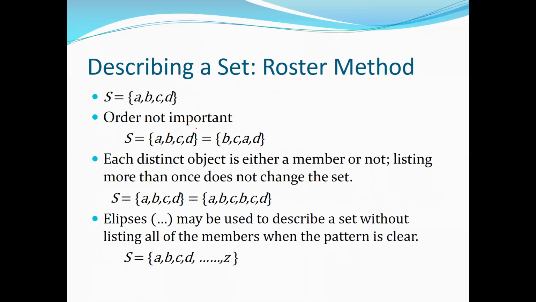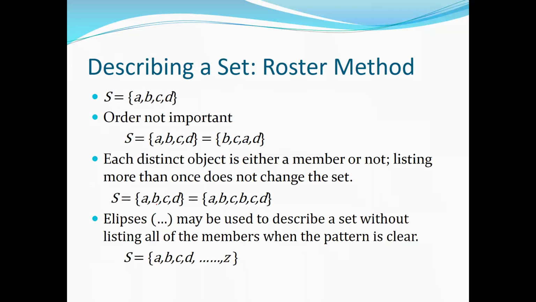Order is not important in a set, as I told earlier. A, B, C, D, or B, C, A, D, or whatever other order you follow, the answer remains the same. All are the members or elements of this set S. Each distinct object is either a member or not, right? So listing more than once does not change the set. As I told you earlier, it's a distinct collection of objects.